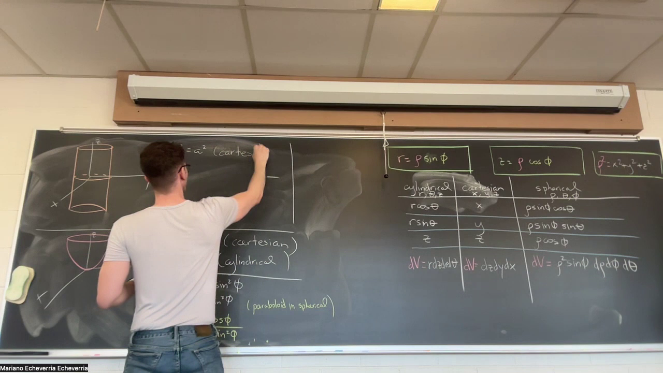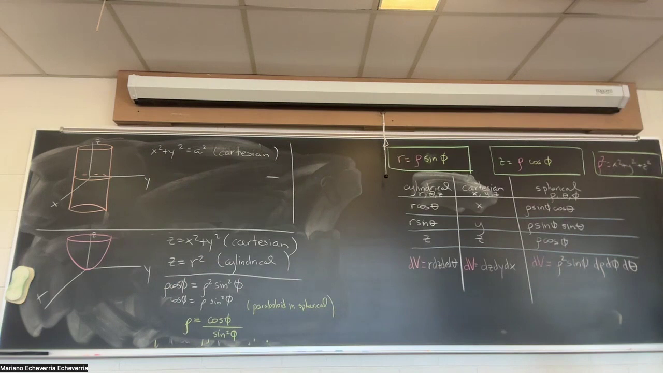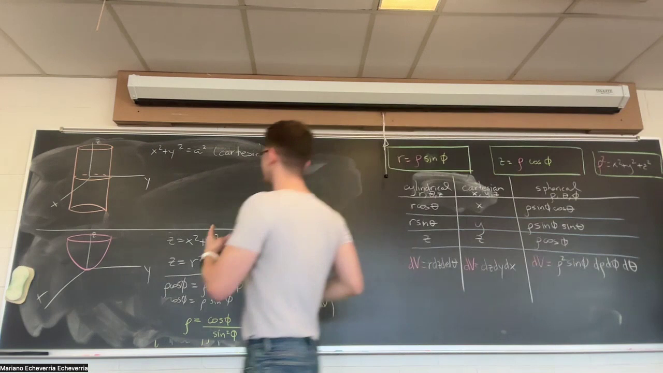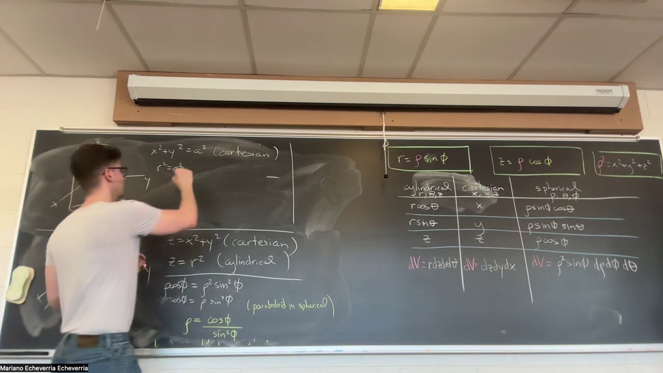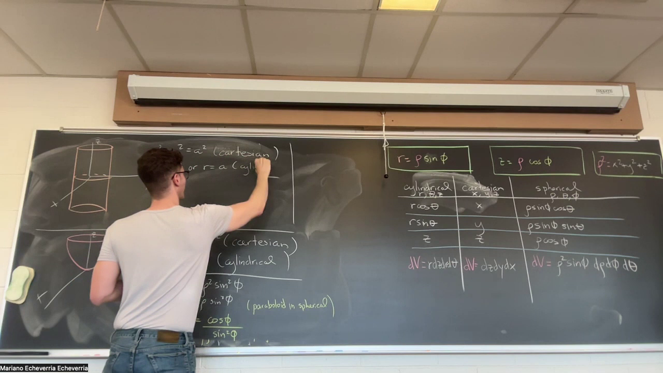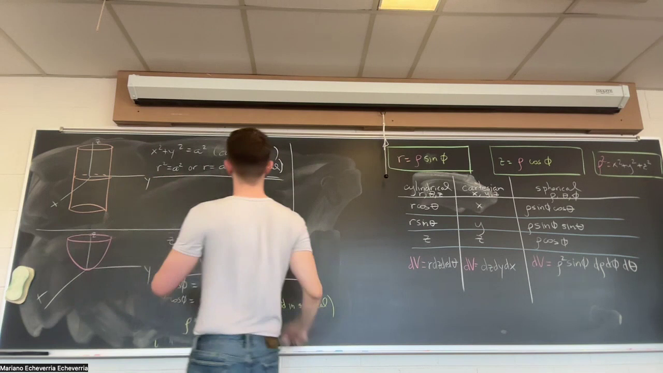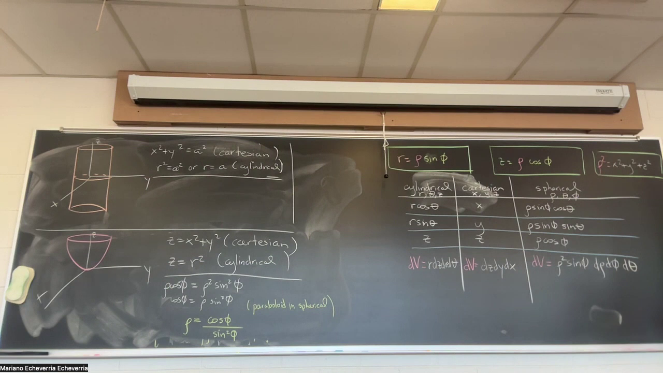Okay, how does it look in cylindrical? It just means, one more time, to switch it to polar. So x squared plus y squared becomes r squared. So you get r squared equals a squared, which is the same as r equals a, right? Because when you take square roots, you can just keep the positive solution. So r equals a, and that's in cylindrical. Is that making sense?